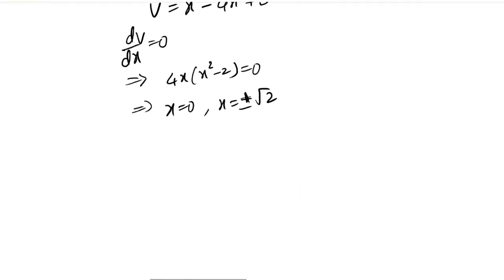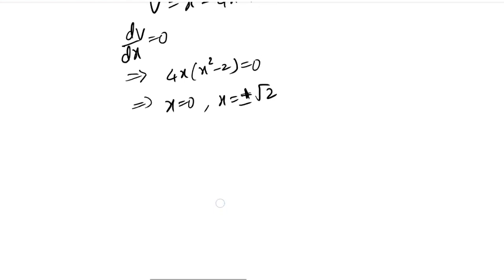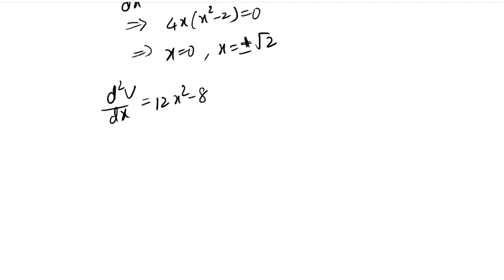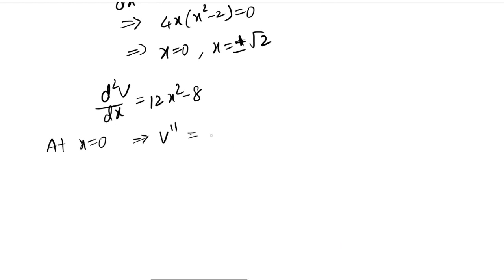We have to confirm what type of stability they will yield. For that, we have to find the double derivative of the given potential function, which will yield 12x square minus 8. Now we substitute the 3 points. First one, at x is equal to 0, what happens to the double derivative? Just substitute x is equal to 0. It will yield minus 8, right? Which is a negative quantity. So ultimately it is representing unstable equilibrium.